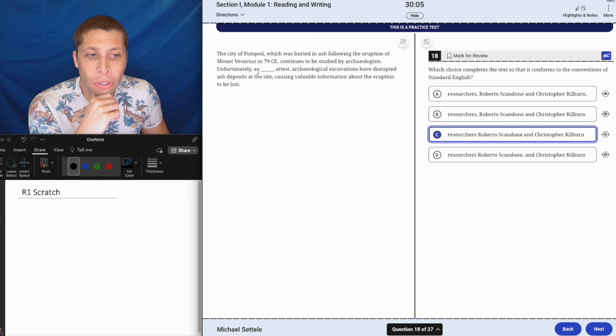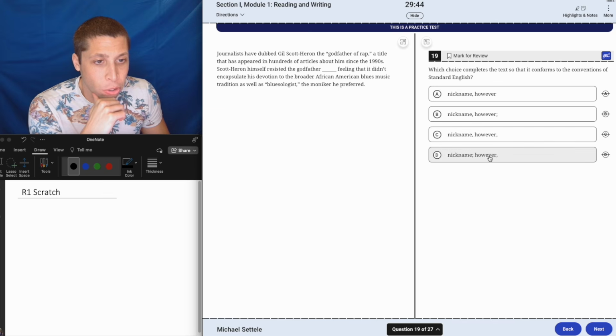Unfortunately, as researchers Roberto Scandone and Christopher Kilburn attest, archaeological excavations have disrupted ash deposits at the site. So yes, this is a positive. When we have the definition before the term, we usually don't use commas. So the term is the names of the people. The definition is that they are researchers. So that comes first.